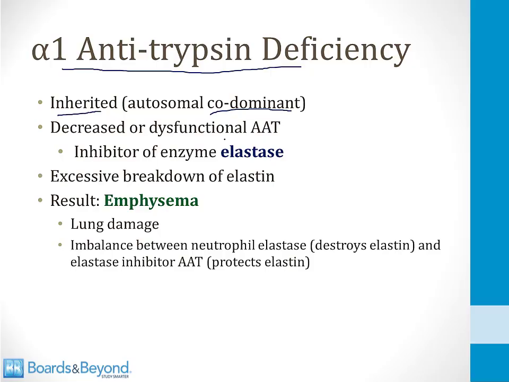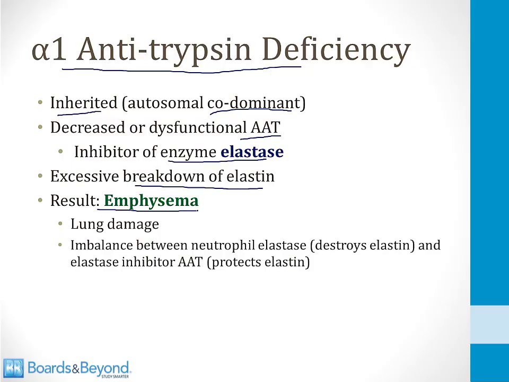It's caused by decreased or dysfunctional alpha-1 antitrypsin protein, and this is an important protein for inhibiting the enzyme elastase. Elastase can break down elastin, so when you're missing alpha-1 antitrypsin, there is excessive elastase activity, and that leads to excessive breakdown of elastin. And one of the key features is emphysema.